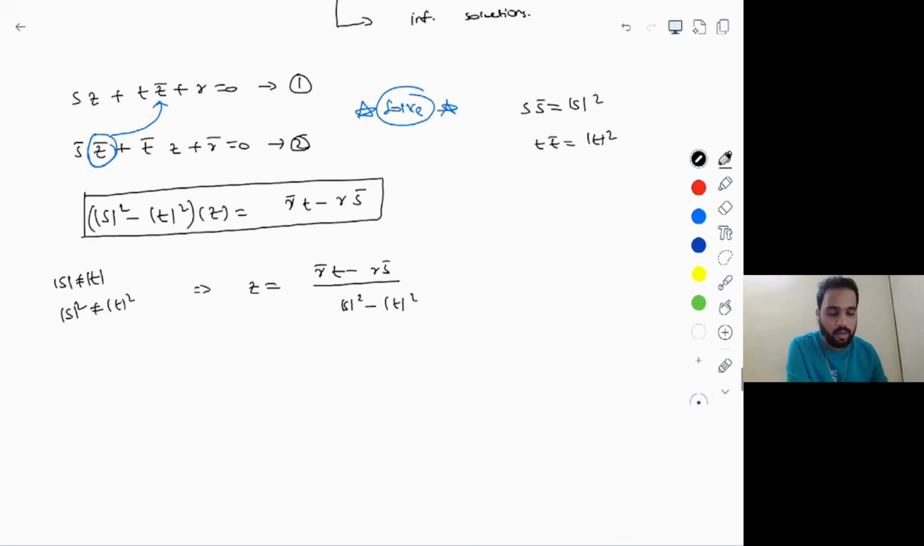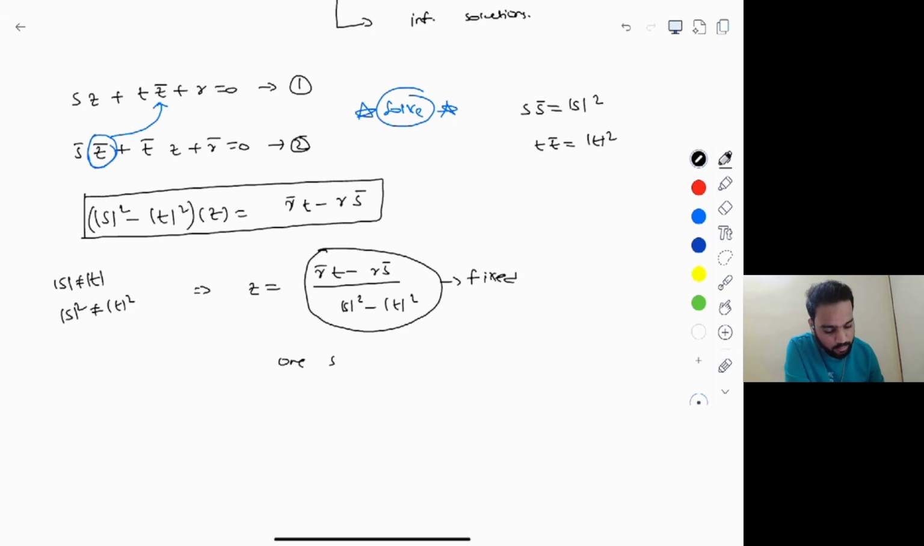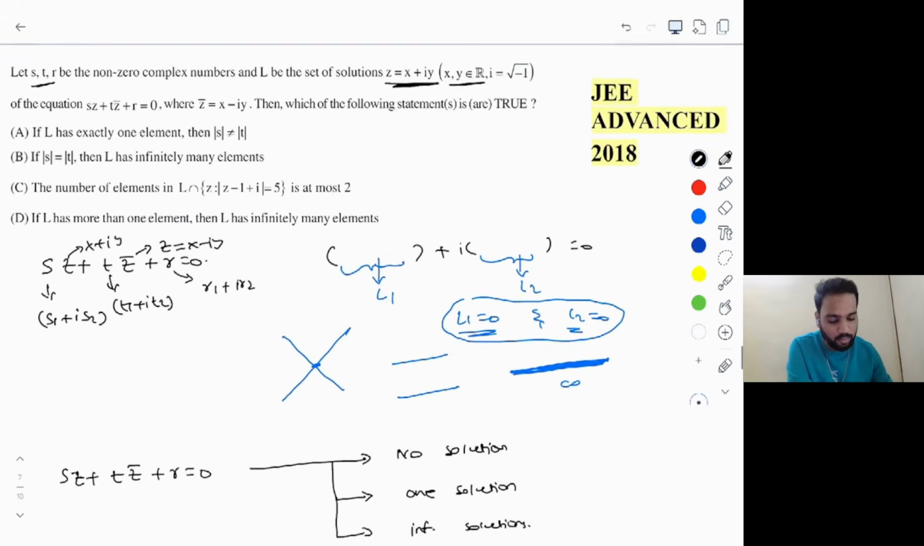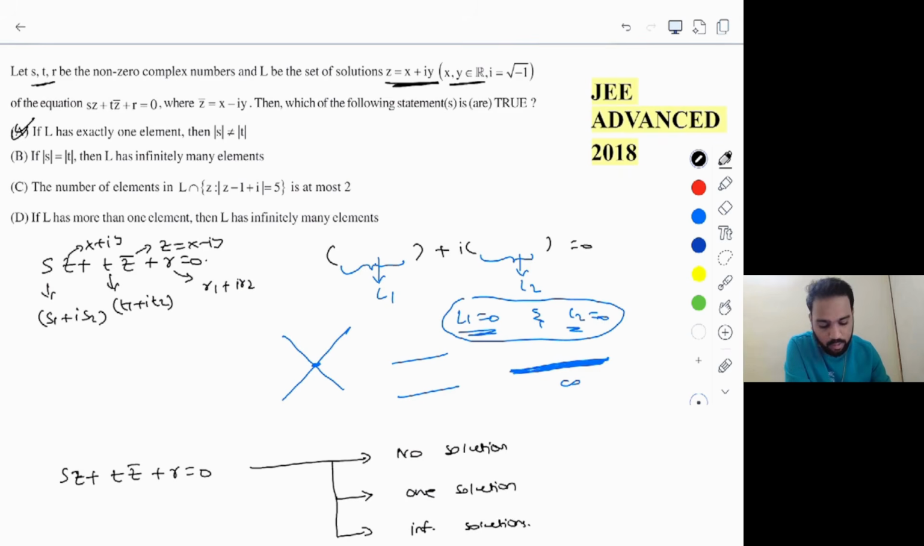Now clearly, for given complex numbers R, S and T, this is going to be a fixed value. So if it is a fixed value, you get only one solution, right? Because if R, S and T are fixed, obviously this will be a fixed value. Which means you get only one unique value of Z in the case of mod S not equal to mod T. So option A will be true here. Now let's take option 2 here. If mod S is equal to mod T, then L has infinitely many elements.